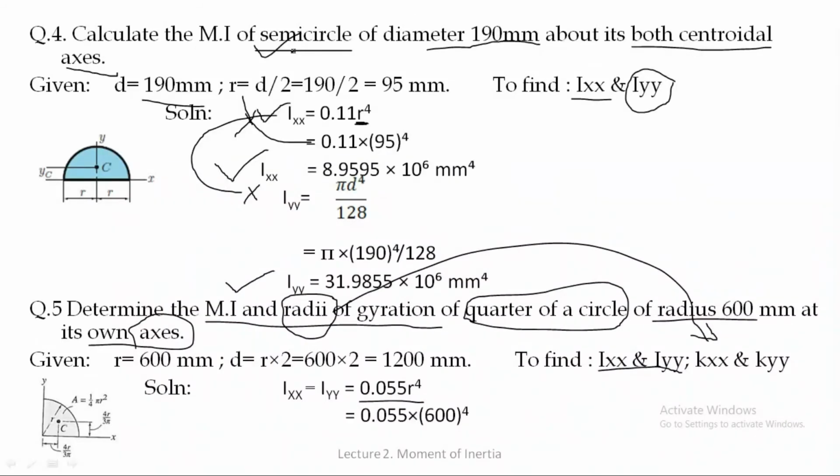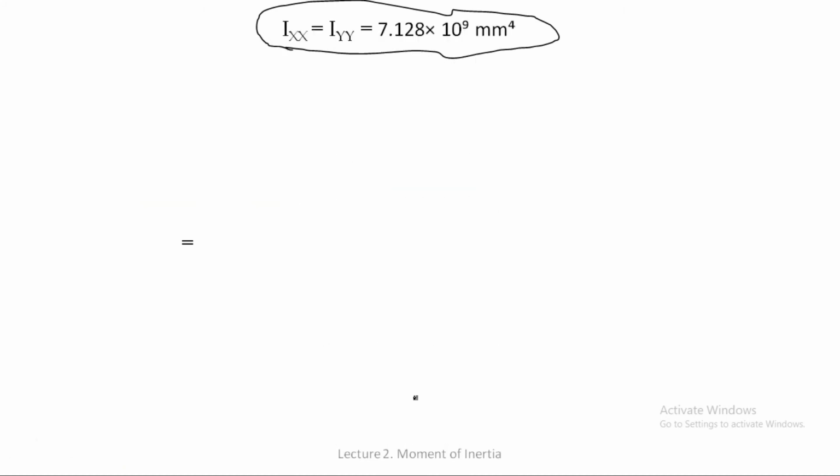Again, what we have done is we have written the formula of Ixx and Iyy. The formula for Ixx and Iyy for a quarter circle is the same, and that is equal to 0.055 into r raised to 4. The value of r, the radius, is 600 mm. It is given in the question, and we have written it under the given heading. So putting that value in this formula, we have Ixx equal to Iyy, and that is equal to 7.128 into 10 raised to 9 mm raised to 4.